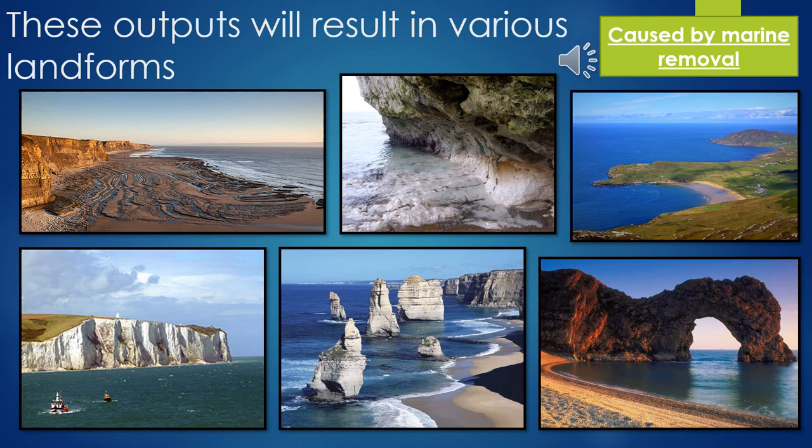In the bottom left, you've got cliffs. Bottom middle, you've got some stacks and stumps there. And in the bottom right, you've got Durdle Door, which is an example of an arch. So cave, arch, stack, stump, that's your bread and butter GCSE landforms. Again, we'll be going over all these later on in the unit, so don't worry too much if you're thinking, what the heck are these?